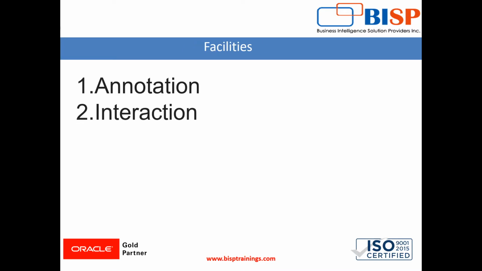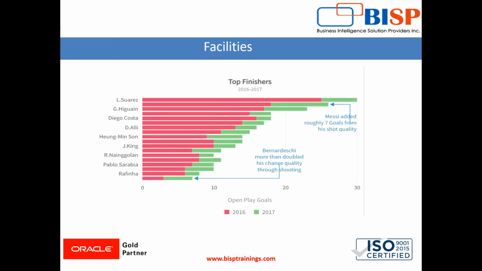Now the facilities given by this Fusion Chart. There are two types of facility given by this Fusion Chart. First is the annotation facility and second is the interaction. Now what is this annotation and interaction facility? This is called the annotation. If you want to add some text or annotation with some particular bar, in that case you can add this text. So this is called the annotation.